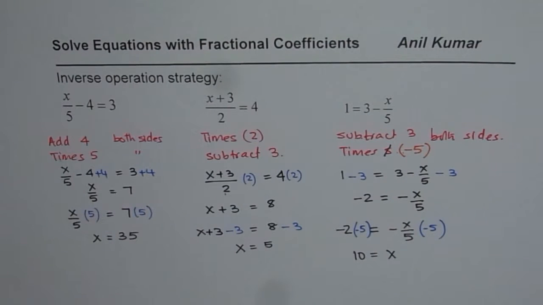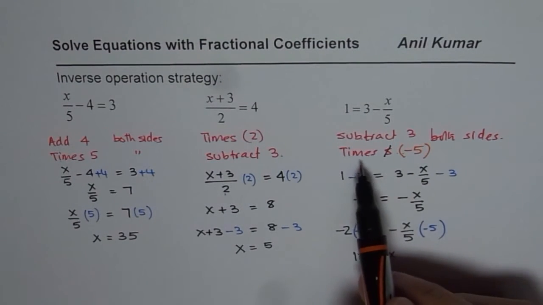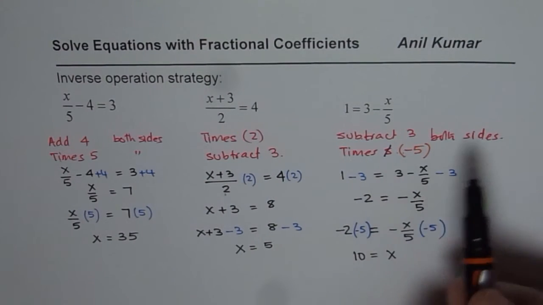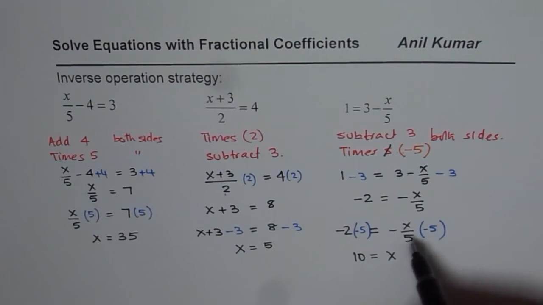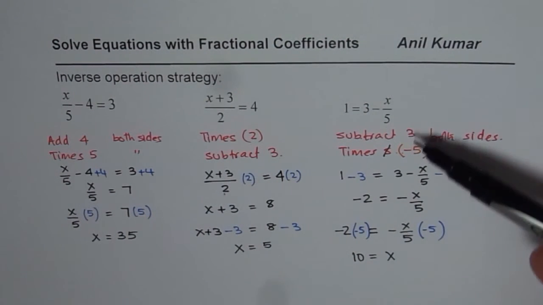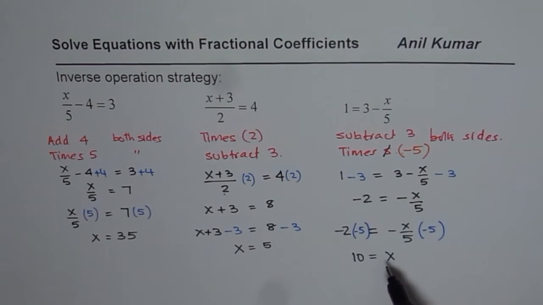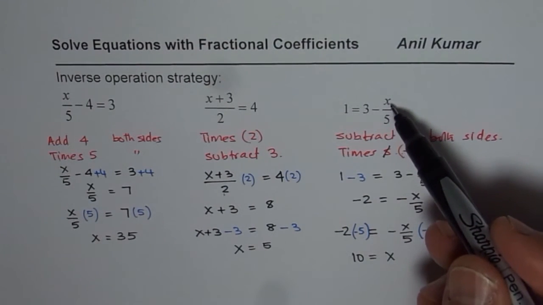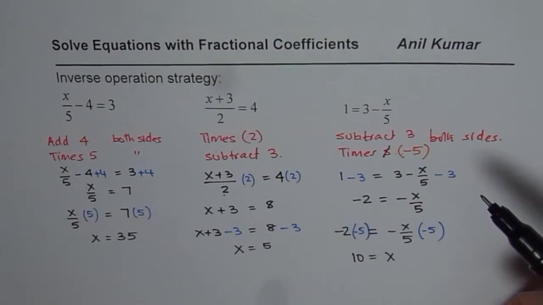You could have done it in 2 steps also. That is, first you do times 5 and then you multiply by minus 1 on both the sides. So either way you could have done it, right? Now you should actually verify your solutions. That is to say, substitute the value of x and see whether both sides are equal or not.